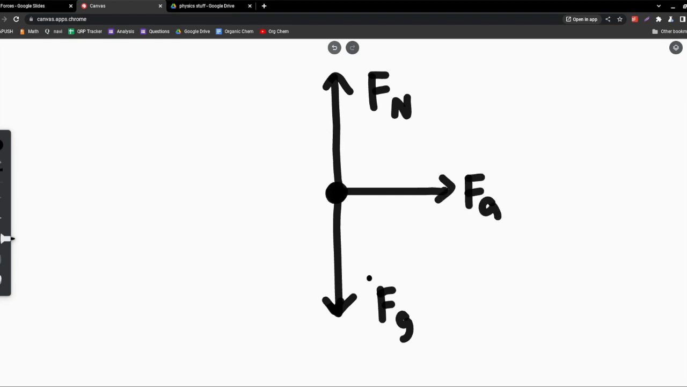And that's assuming that it's frictionless. But if it did have friction, which we will go over in a later video, then that friction will be pointing in the opposite direction of the motion. And there we go. That's our free body diagram.